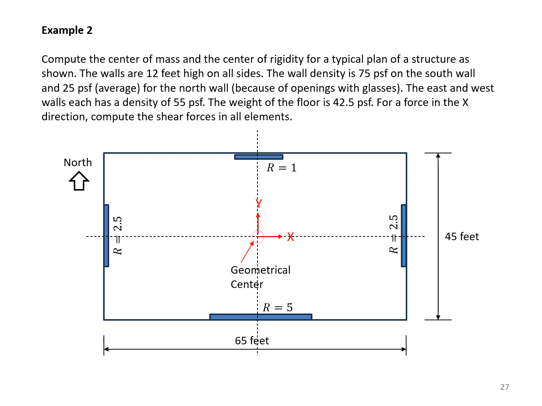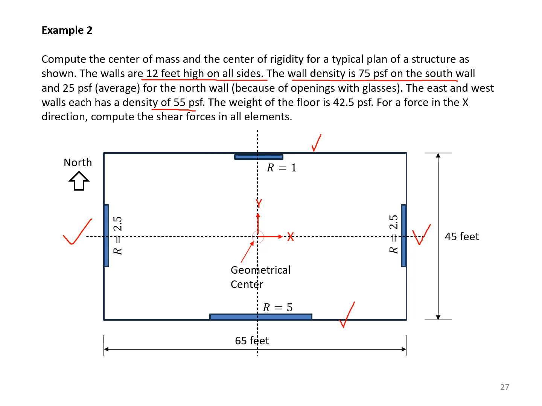All right, now this is another example. We want to compute the center of mass and the center of rigidity for a typical plan shown in here. Now here we have the information. The walls are 12 feet high on each side, on all sides actually. The wall density is 75 pounds per square foot on the south wall here, 25 pounds per square foot on the north wall because there are glasses and openings and so on. The east and west walls each have a density of 55 pounds per square foot. So there is a wall here, there is a wall there.